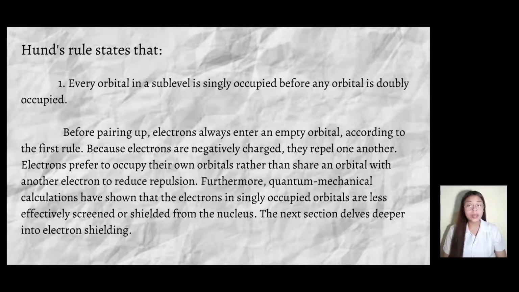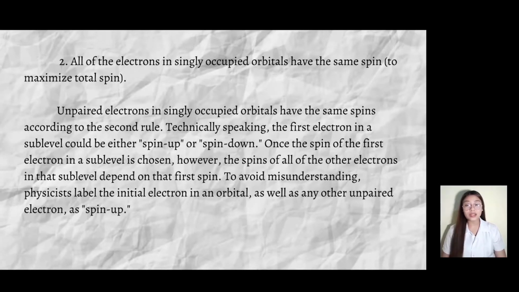Furthermore, quantum mechanical calculations have shown that the electrons in singly occupied orbitals are less effectively screened or shielded from the nucleus. Second, all of the electrons in singly occupied orbitals have the same spin to maximize the total spin. To explain, unpaired electrons in singly occupied orbitals have the same spins according to the second rule. Technically speaking, the first electron in a sublevel could be either spin up or spin down.